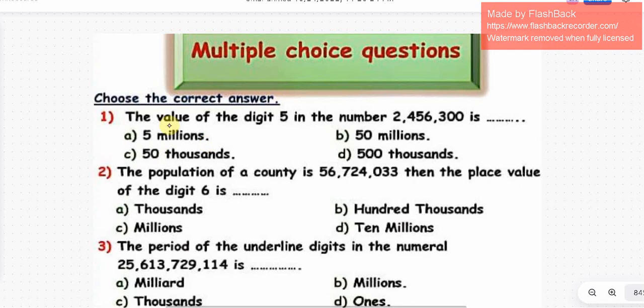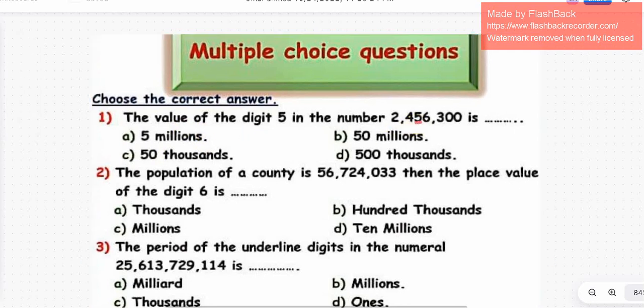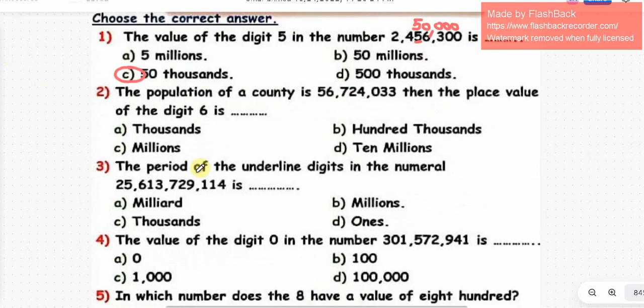Now, the multiple choice questions of this lesson. Choose the correct answer, the value of digit 5 in this number. I'm gonna take 5 and 0, 0, 0, 0 will be 50,000. Choose letter C. The population of a country is like this. Then the place value of digit 6 is what? I want the place of 6. Let's check. 1/10, 100,000, 10,000, 100,000, million. So this place is million.